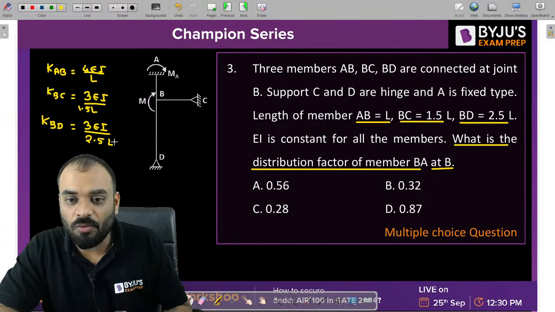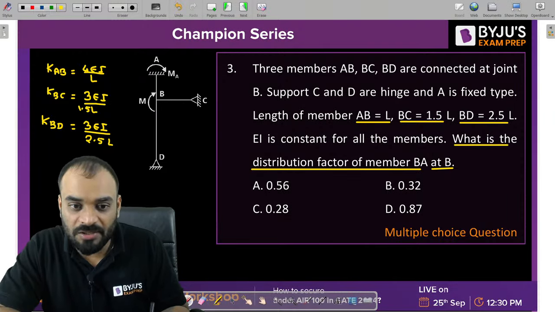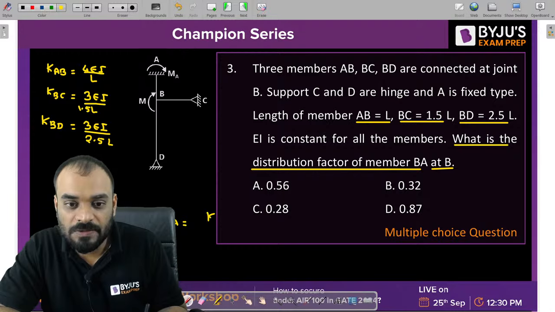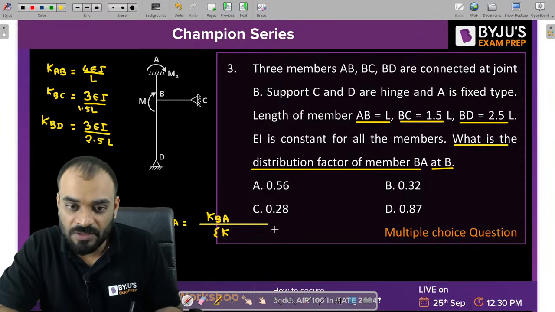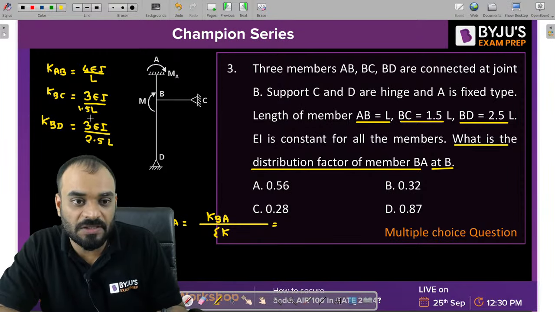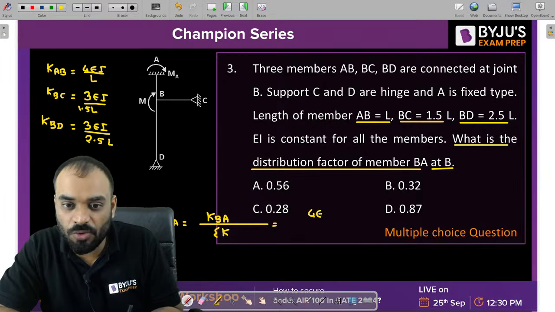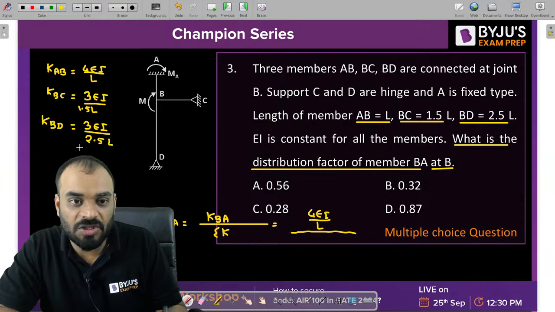Now what we need to do, guys, is find the distribution factor for BA. The distribution factor for BA is equal to the stiffness of BA divided by the summation of all stiffness. So let's put the values. What is the stiffness of the BA member or AB member? It is 4EI by L, divided by the addition of all three values.